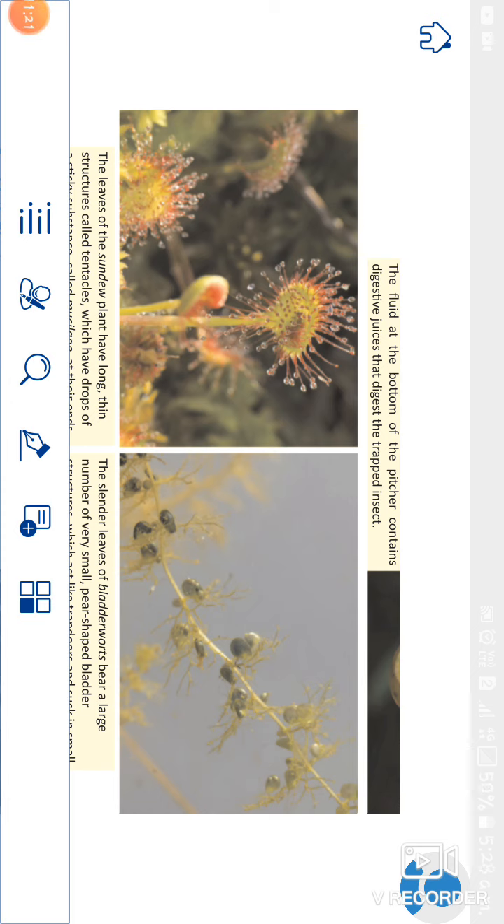Okay, these are the examples of insectivorous plants. Here we studied 4 examples. What are they? Venus flytrap, pitcher plant, drosera or sundew plant, and bladderwort.